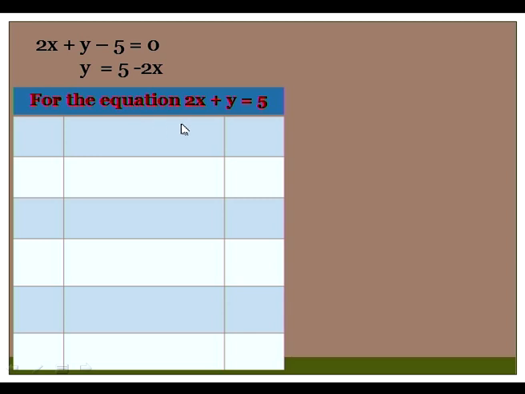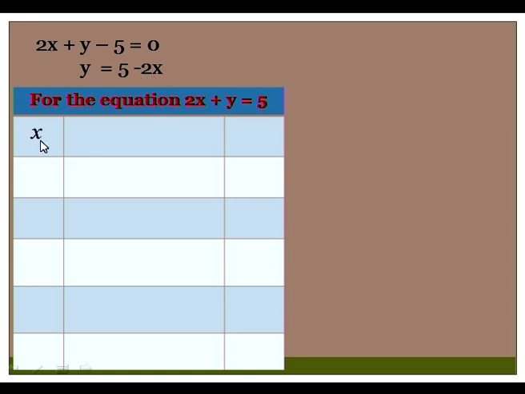For the equation 2x plus y is equal to 5, first let us find the ordered pairs belonging to this line. So, what are we trying to do? The equation given to us is 2x plus y minus 5 is equal to 0. We are transposing x and 5 to the other side to find the value of y. So, y is equal to 5 minus 2x.